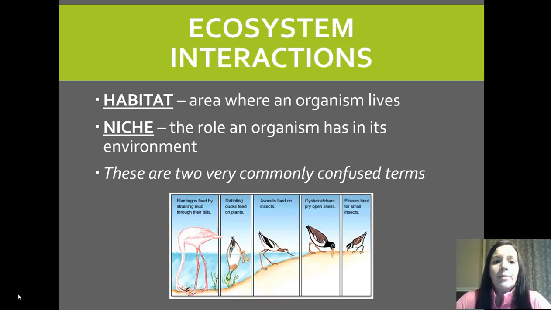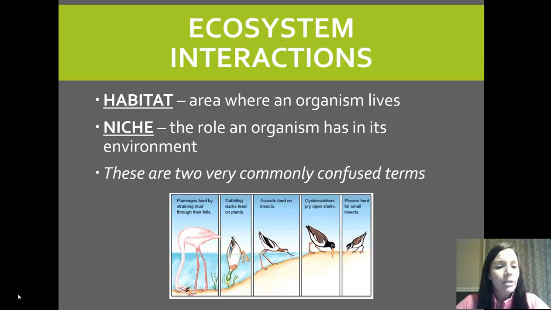There's also 2 types of ecosystem interactions that we need to talk about: a habitat and a niche. These are very commonly confused terms. The habitat is in general where an organism lives. The niche, on the other hand, is the role that that organism has in its environment.